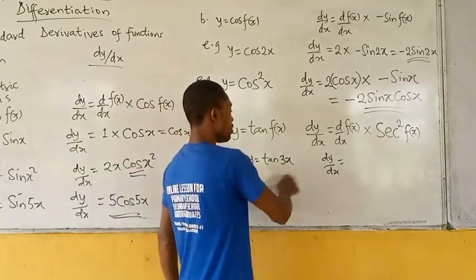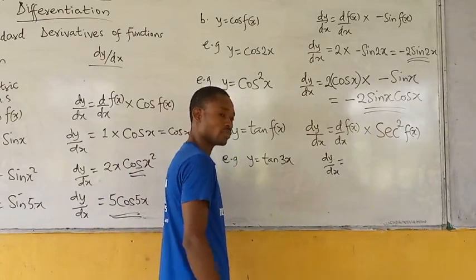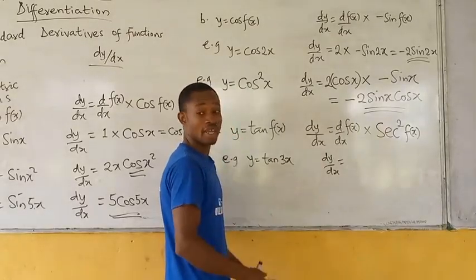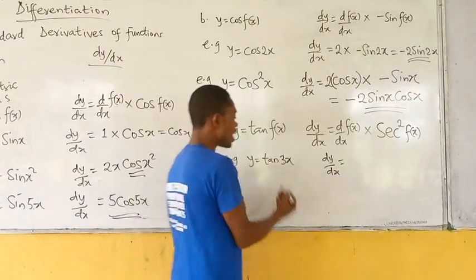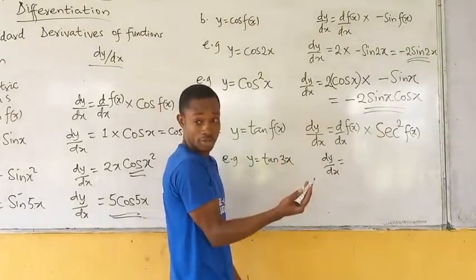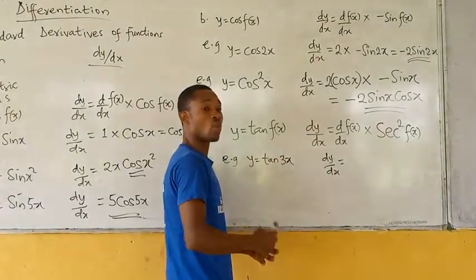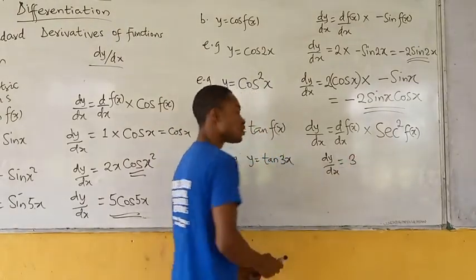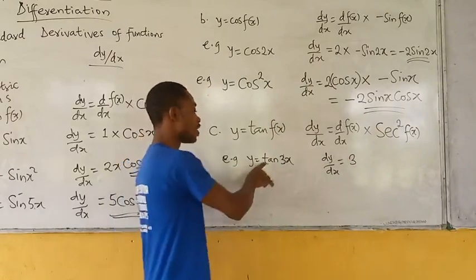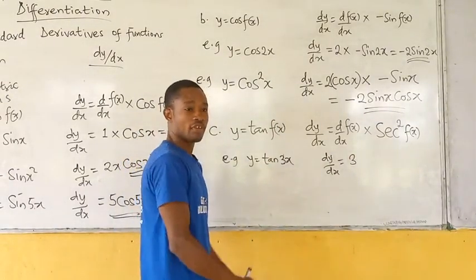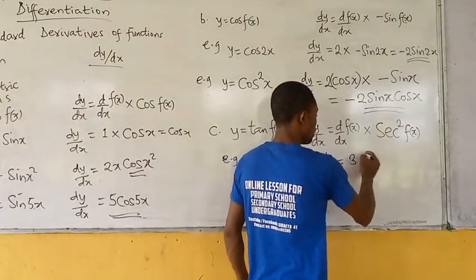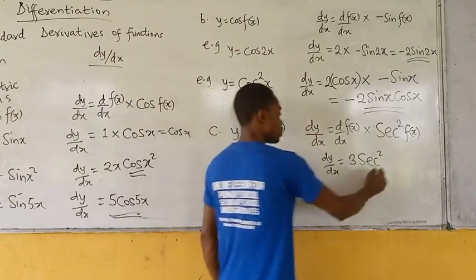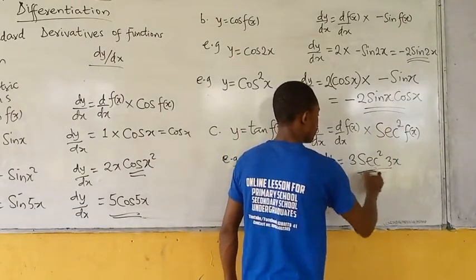So we move on. The minor here is what? If you differentiate 3x, what will you get? 3. Because in that case, you are differentiating only x. If you differentiate only x, you get 1. 1 times 3 will give you 3. I'll obtain the derivative of the minor. I'll now move on and differentiate the major. If you differentiate tan, what will you get? You said square sec. Don't forget to write in front of it the original minor function.